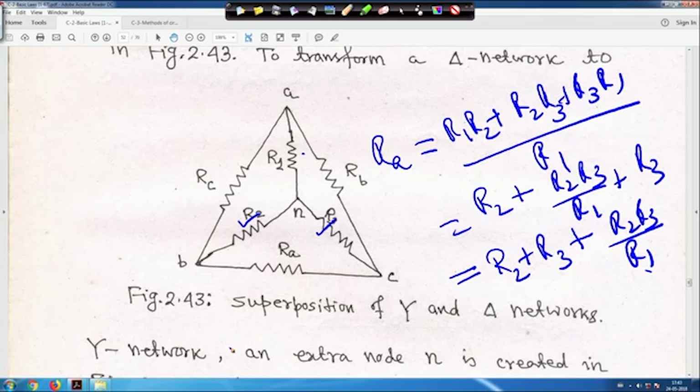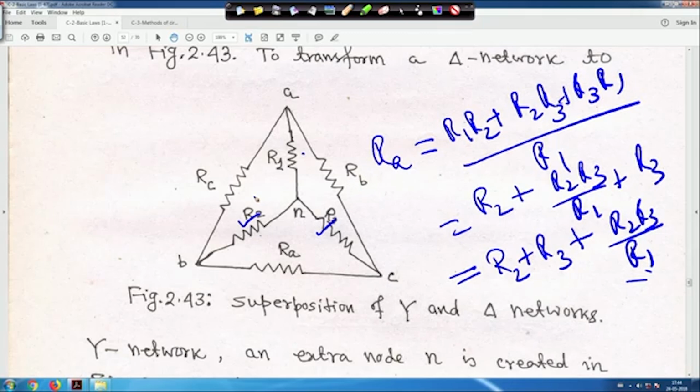Similarly, if you try to find R B, the numerator is common, divided by R 2. Similarly, when you take R C, the numerator is common, divided by only R 3, very simple. Otherwise, R A is equal to R 2 plus R 3 plus, after simplification, R 2 into R 3 by R 1, whichever way you want. Similarly, your R B and R C you can easily make.